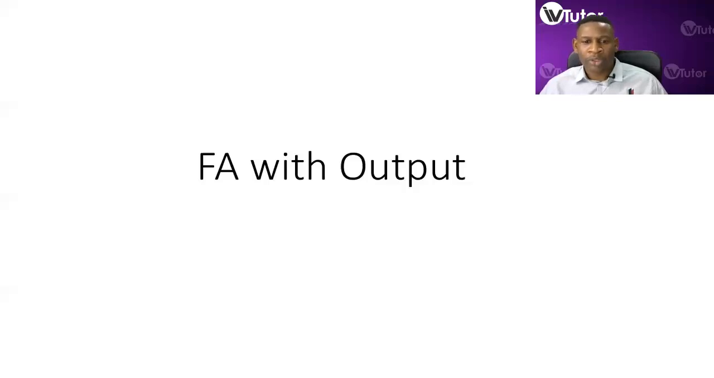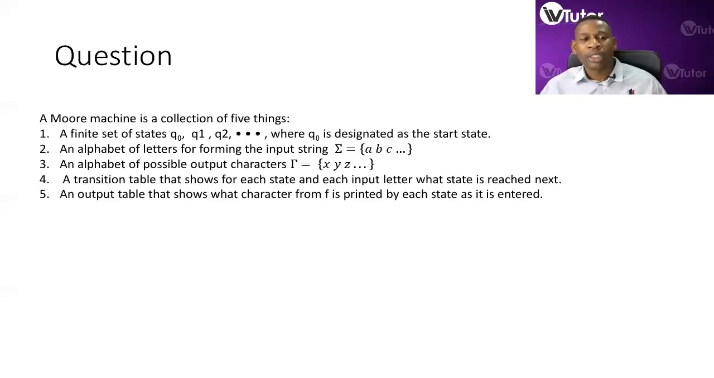In this, we've got two machines that we can look at. Number one, we've got a Moore machine, which is a collection of 5 things. Number one is a finite set of states. So there are states up to infinity, but Q0 represents the start state. Then an alphabet of letters for forming the input string: A, B, C. So we've got an alphabet of possible output letters: X, Y, Z.